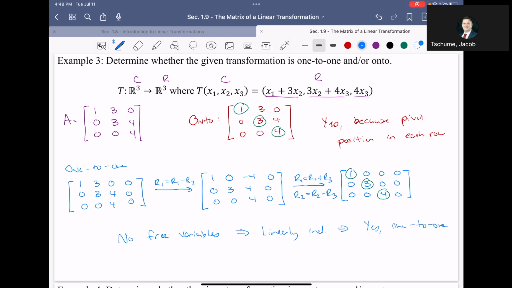So no free variables means linearly independent. We learned that back in section 1.7. Now that we're showing linear independence, we can say that it is a one-to-one transformation. So in this example, the original transformation is not only one-to-one, but it is also onto.